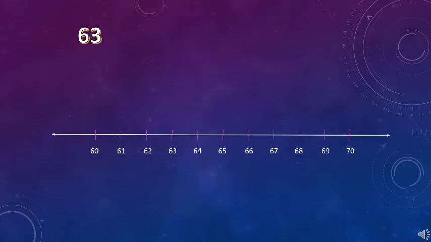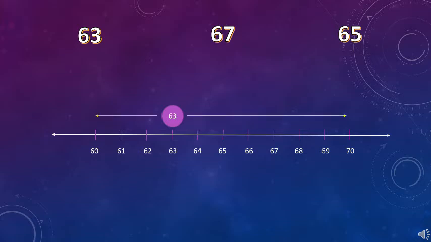Consider the numbers 63, 67 and 65. 63 lies between 60 and 70. Also, observe that 63 is nearer to 60 than to 70. Thus, we round off 63 to 60. Also, 60 is the multiple of 10. Hence, 63 rounded off to the nearest 10 is 60.